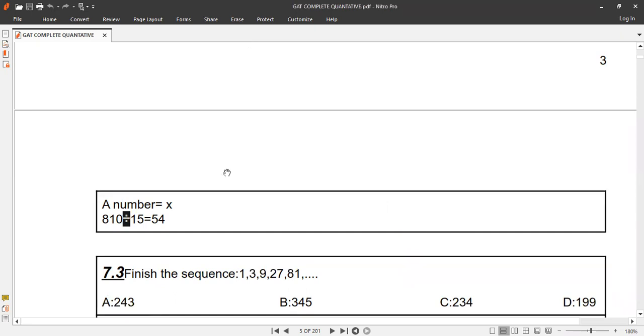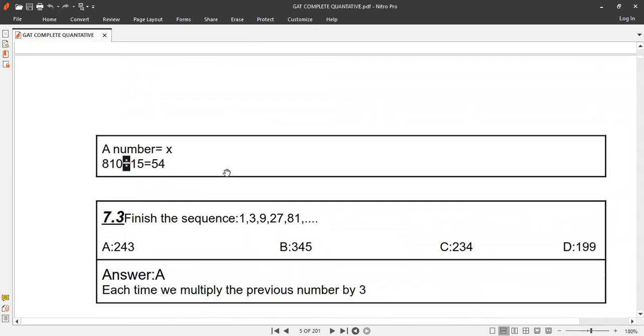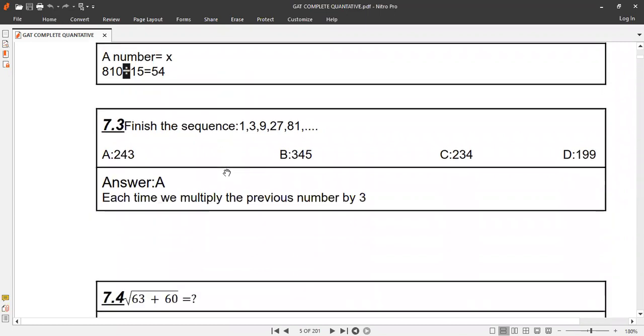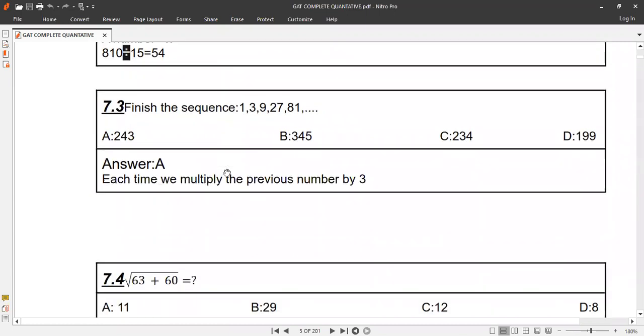Next, here I think we need an approximation. By the way, for the square root of 63 plus 60, we need to directly add 63 and 60. Some people think they can find the square root of 63 alone and of 60. We cannot, because here we have plus, not multiplication. Now, if you add 60 and 63, we get 123.